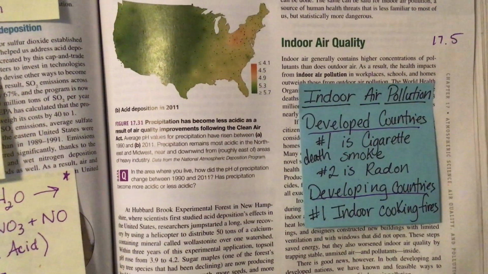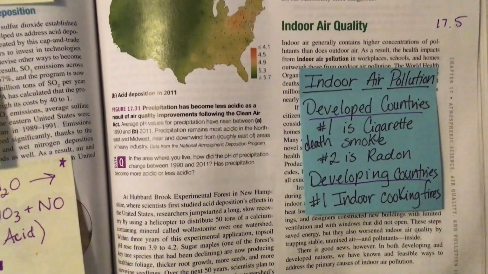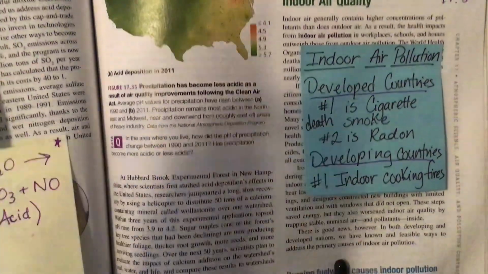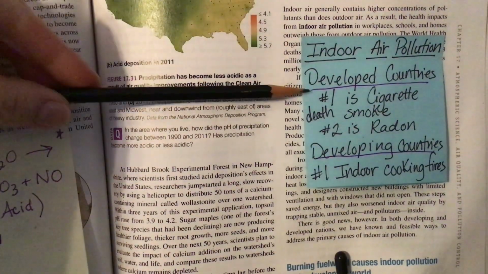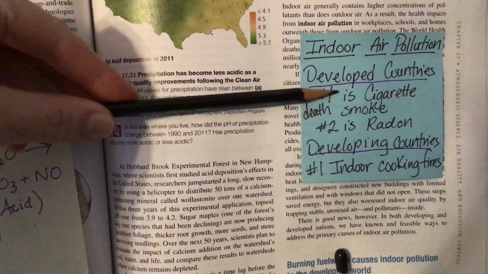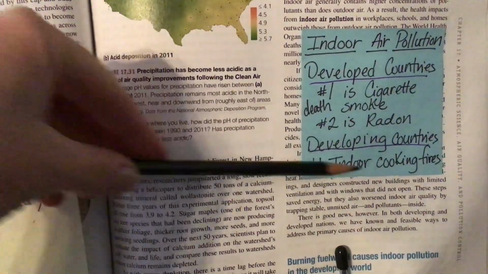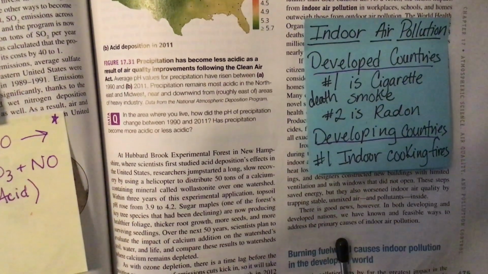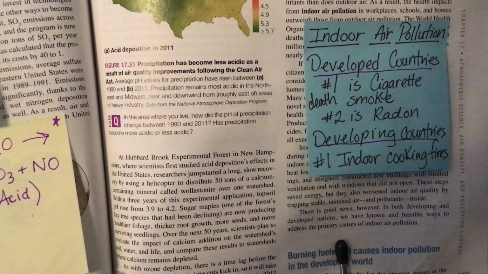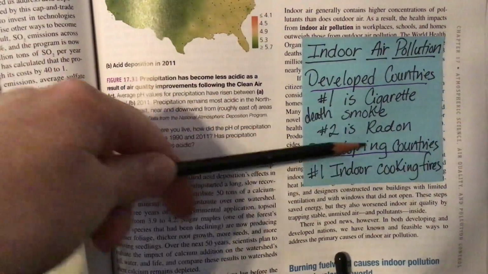Right, chapter 17, the last section of this chapter is on indoor air pollution. So here's some stats for you. In developed countries, the number one leading cause of death from indoor air pollution is cigarette smoking, and then number two is radon. In developing countries, a lot of places have indoor cooking fires, and that's the number one cause of death from indoor air pollution in developing countries.